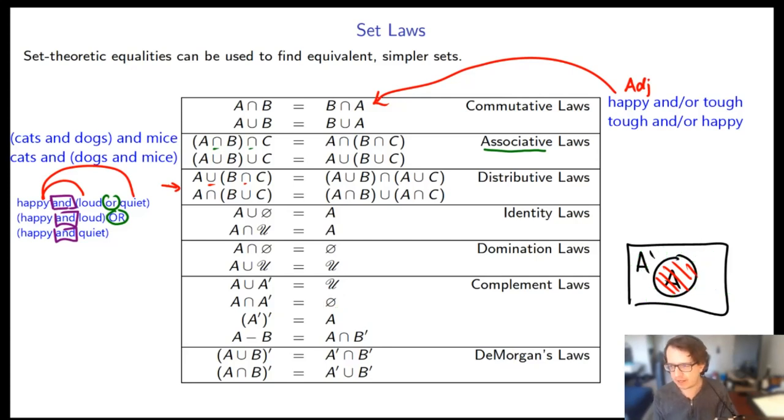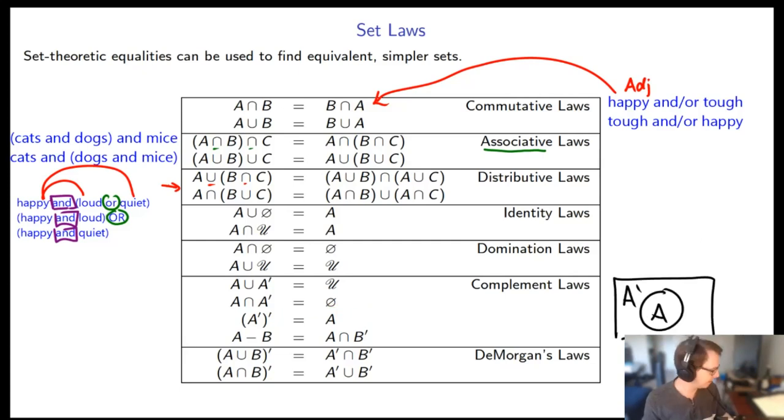If I want to take everything in A complement complement, we can think of this as, say, not not A. And this is basically just A itself. Everything in not A is outside of A, and then we take everything in not not A, which just gives us A back.